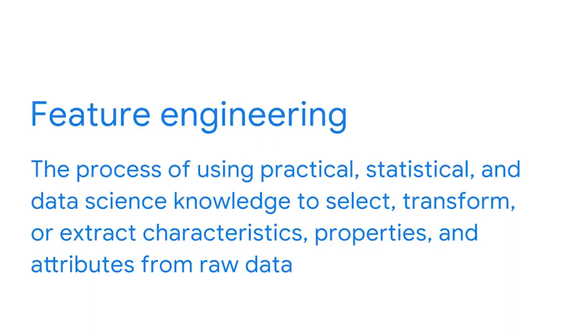Feature engineering is the process of using practical, statistical, and data science knowledge to select, transform, or extract characteristics, properties, and attributes from raw data. This definition has quite a bit to consider. First, the process of feature engineering is highly dependent on the type of data you're working with. Before we go much further, let's check out some examples.